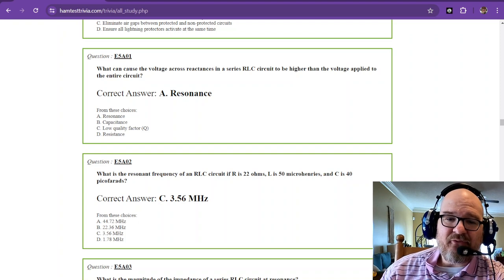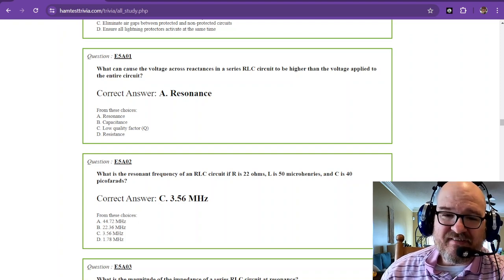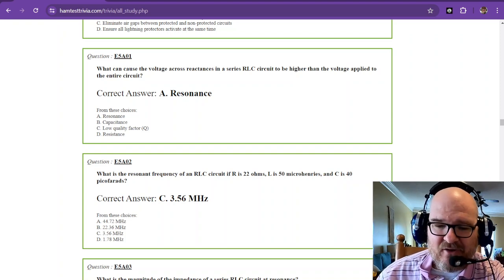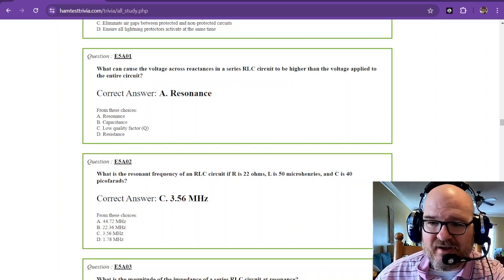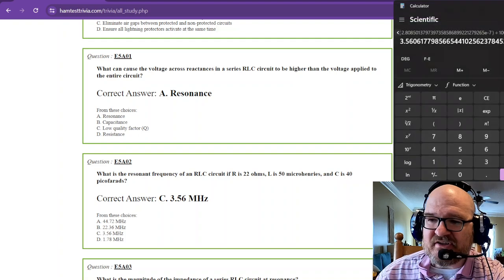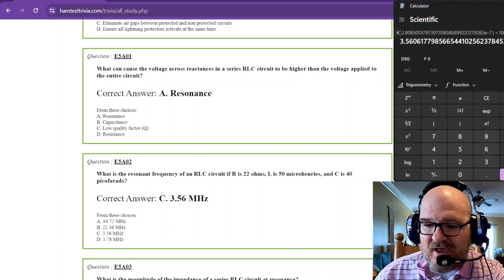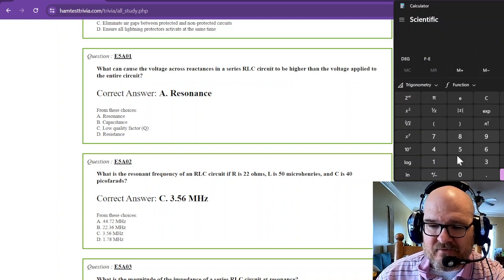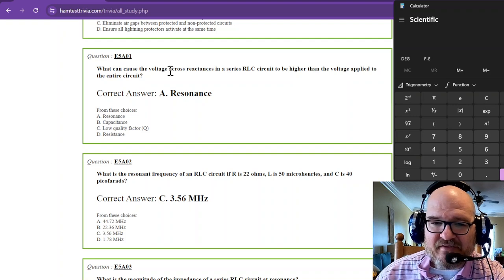This is Element 4, the Amateur Extra, Sub-element 5A. And now we have some electronic speak here. I'm going to transition into the calculator because we are going to be doing some wonderful math. So we're going to clear out the calculator so there's no history. And let's read the first question.